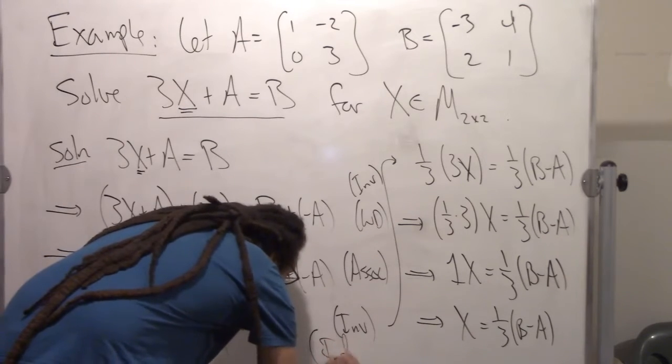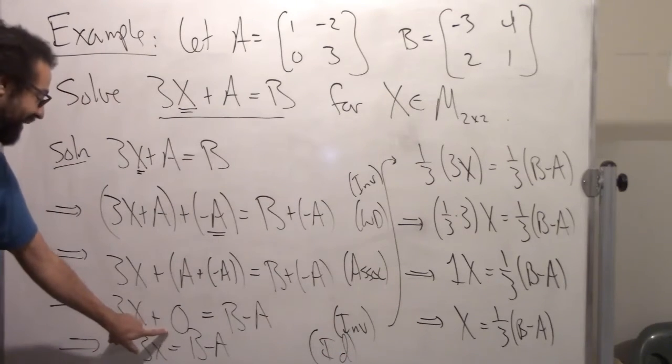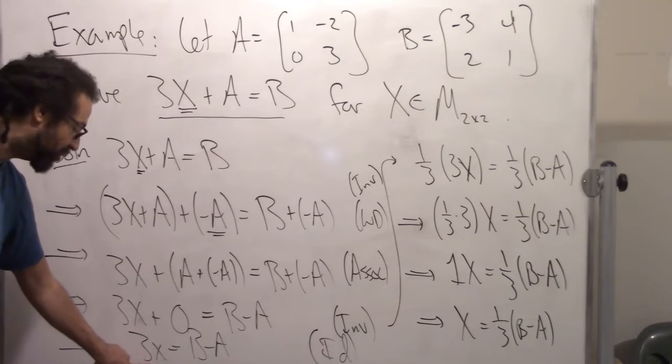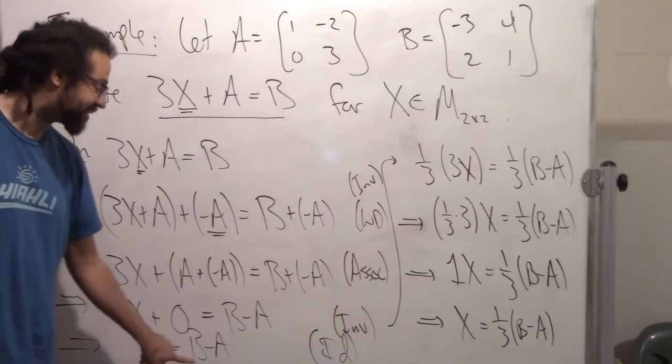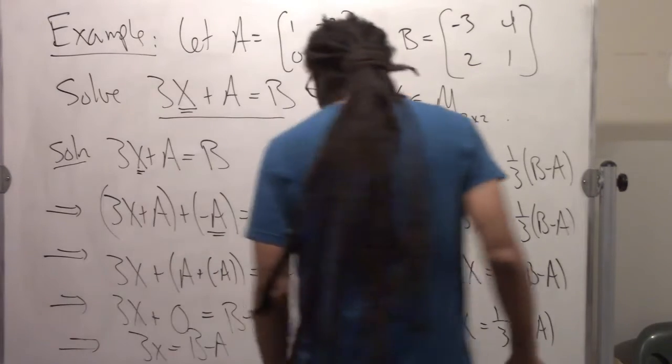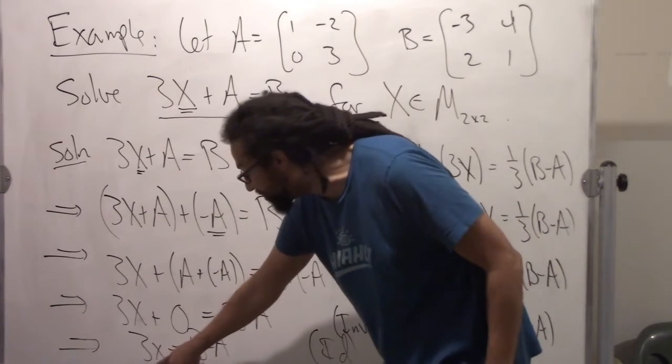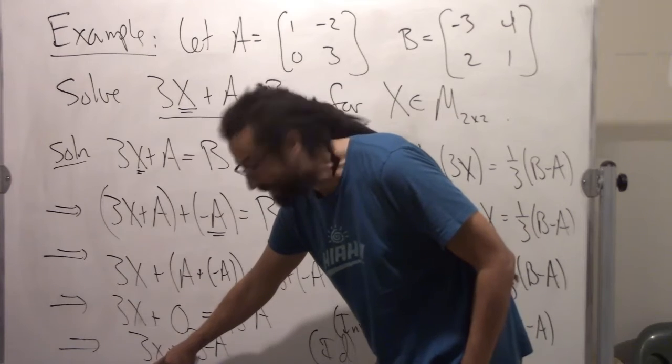So that's the additive identity property. You know that when you add 0 to anything, it doesn't move. So 3x plus 0 is just 3x. So now you get 3x is equal to b minus a. And so remember, trying to solve for x, I need to get rid of the 3.